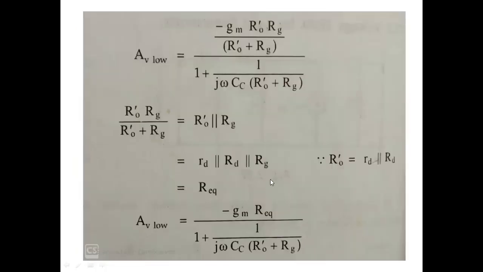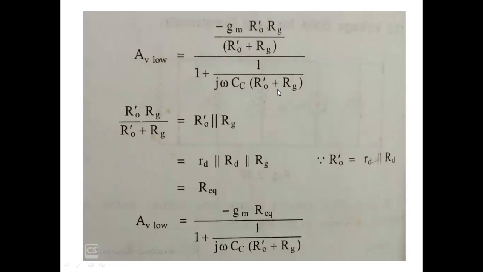Okay. So we have minus Gm R naught dash RG by R naught dash plus RG, divided by, here we have R naught dash plus RG by R naught dash plus RG, and that will become 1. So 1 plus the remaining term, that is 1 by j omega Cc into R naught dash plus RG.